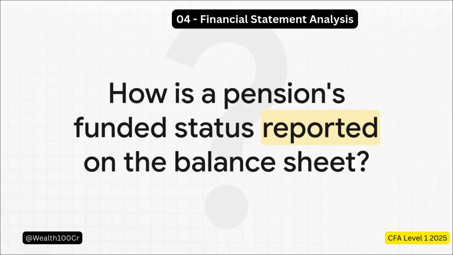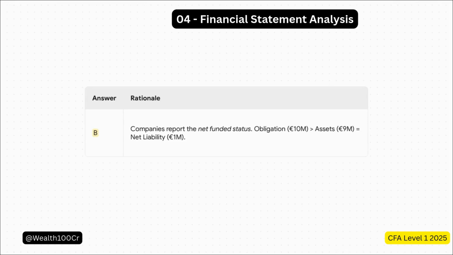And let's do one more. How does a company show this kind of defined benefit pension plan on its balance sheet? Do they list out the asset and the liability separately, or do they do something else? And the correct answer is B. Both IFRS and US GAAP require companies to show the net number. In this case, since the obligation is bigger than the assets, the plan is underfunded, and the company reports a net pension liability of 1 million euros.